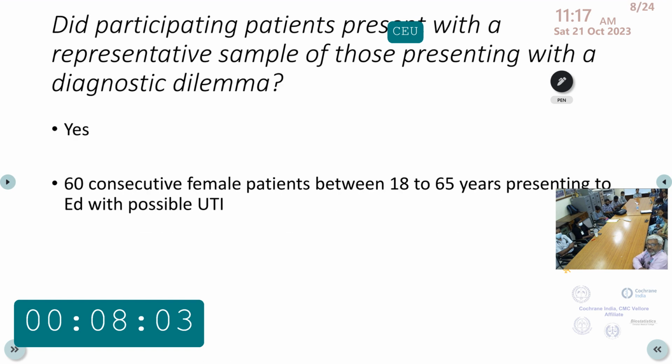So the first question is, when somebody else has done a diagnostic study, and you are reading your paper in your city or wherever you are, you have to see whether the patients which they recruited are similar to the kind of patients you have.